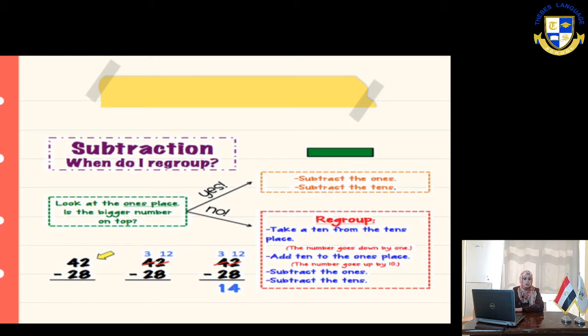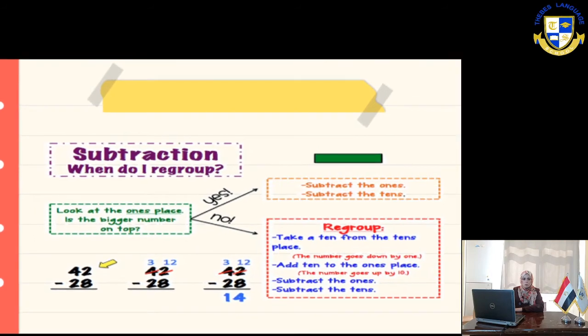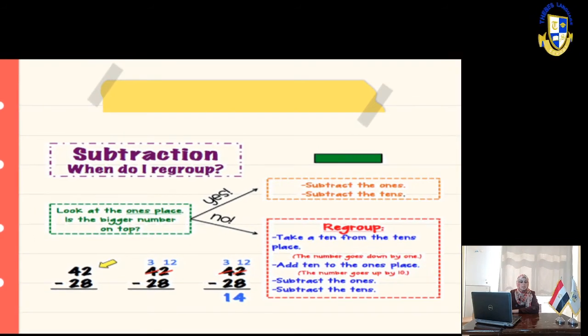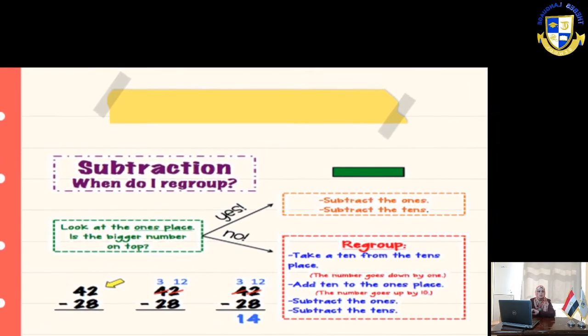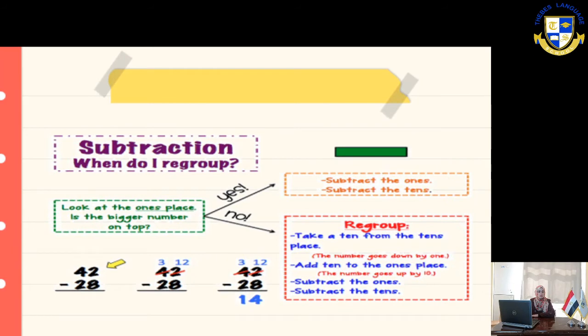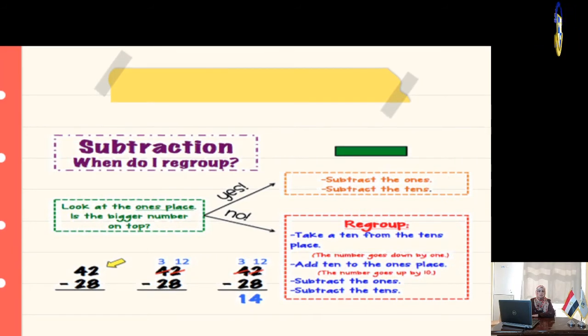In the next slide, another example, 334 minus 118. Start with the ones, always start with the ones. 4 minus 8 cannot be done because 4 is smaller than 8. So you will borrow 1 from the tens. The 3 will be 2 and the 4 will be 14. 14 minus 8, that's right, it will be 6.